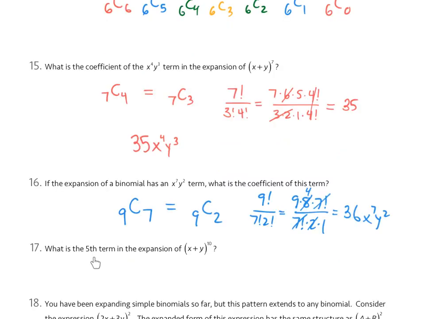17. What is the fifth term in the expansion of (x plus y) to the 10th power? Let's start by writing out the terms in this expansion. The first term would be all x's, 10 x's. So the first term would be something x to the 10th. And then the next term would be only 9 x's and 1 y. And then 8 x's and 2 y's, 7 x's and 3 y's, and then 6 x's and 4 y's, and so on. But I can see here now 1, 2, 3, 4, 5 terms. The fifth term is x to the sixth, y to the fourth.